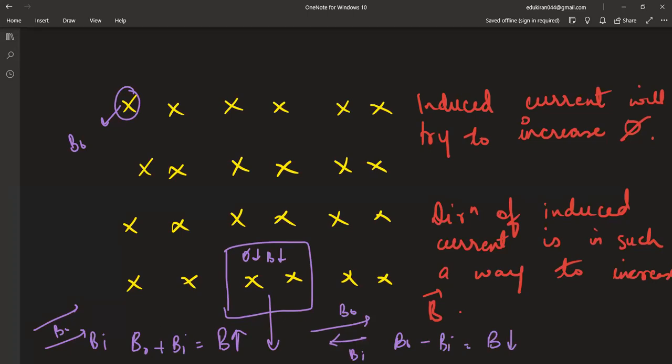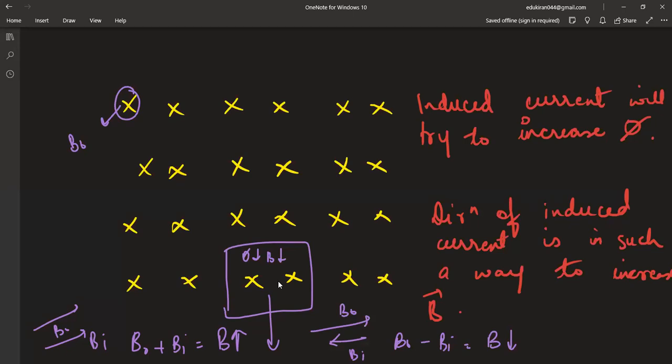Which case you have to follow depends upon the condition which is given. Suppose here the magnetic field is decreasing. So we will use this because we have to increase the magnetic field. The direction of induced current will be in such a manner as to increase it. So if we have to increase it, we have to have both of them in the same direction. What is the direction of the original one? Inwards. So the induced magnetic field will also be inwards.